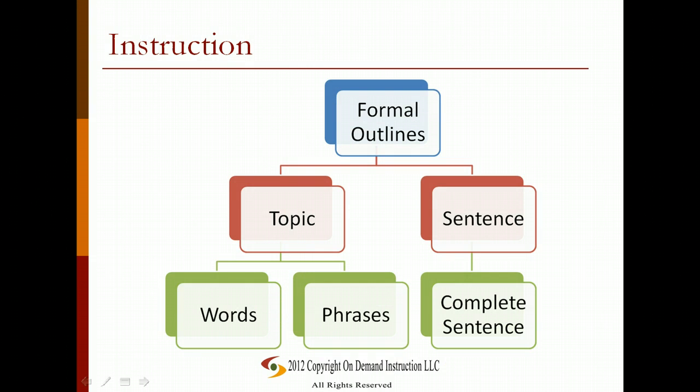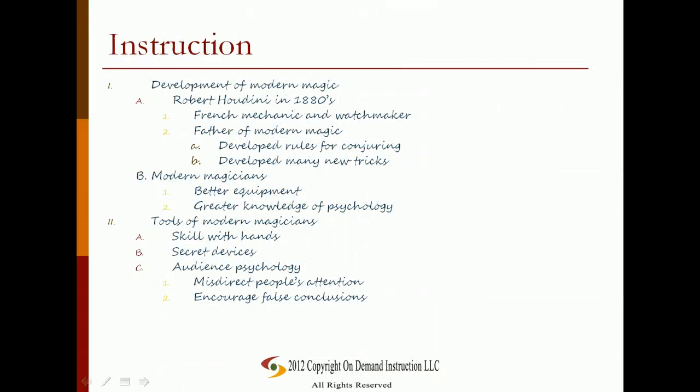Formal outlines can be either topic outlines or sentence outlines. In a topic outline, you write information in words and phrases. In a sentence outline, you write information in complete sentences. Notice that the following topic outline on modern magic uses phrases to list ideas. Pause the video if necessary.